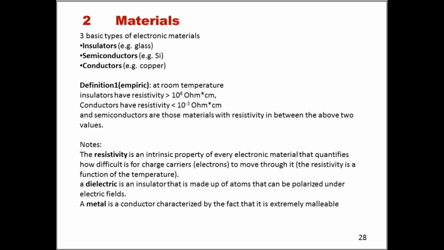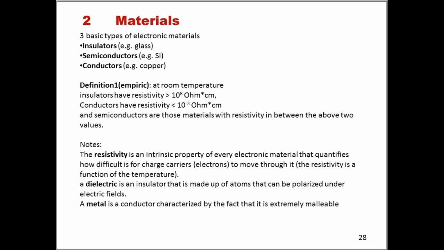Now this categorization can be understood using a very simple, empiric definition: at room temperature, insulators have a resistivity bigger than 10 to the 8 ohm per centimeter. Conductors, on the other hand, have a resistivity much smaller than 10 to the minus 3 ohm per centimeter or so. And semiconductors are all those materials whose resistivity falls in between these two values.